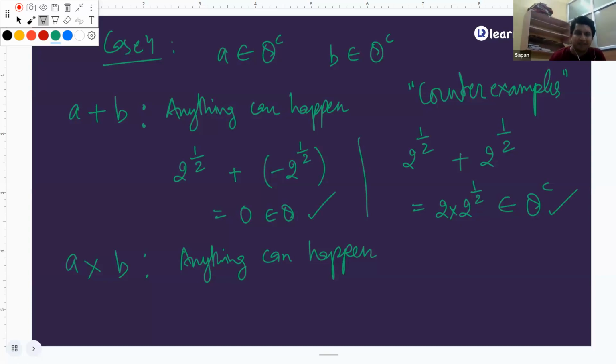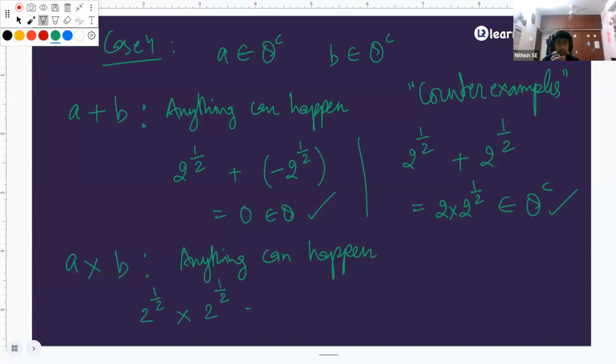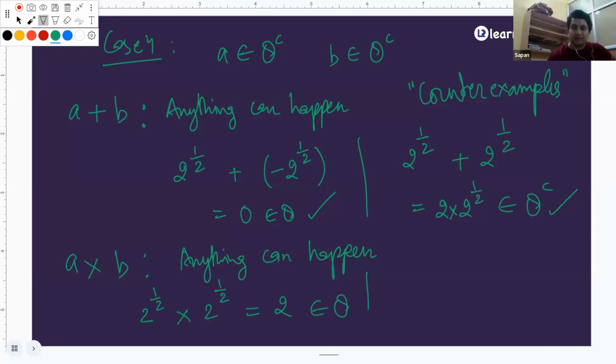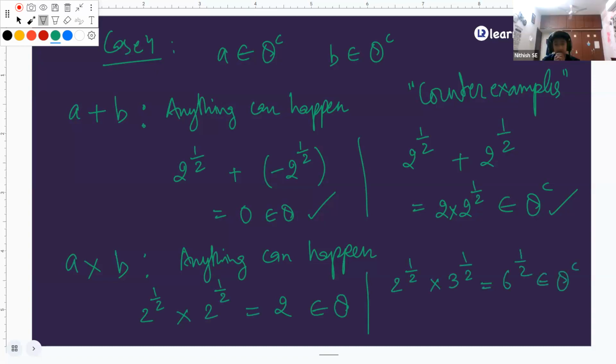What about A cross B, A into B? There also anything can happen. Yes, sir. For example, 2 power 1 by 2 into 2 power 1 by 2 is what? A rational number. It is 2, which is a rational number. But 2 power 1 by 2 and 3 power 1 by 2 is 6 power 1 by 2, so it becomes an irrational number. The product of two irrational numbers can be both, depending upon what irrational numbers you choose.